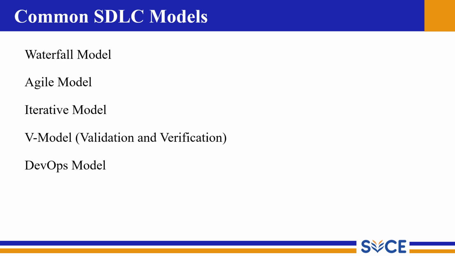Now that we understand the 7 phases, let's look at the different models that define how these phases are executed. The 5 most common SDLC models are waterfall model, agile model, iterative model, V model, and DevOps model. Each model has unique features, advantages, and best use scenarios.